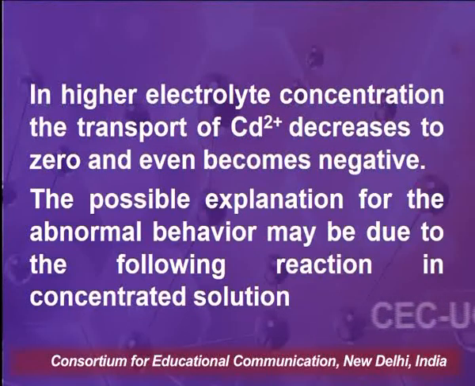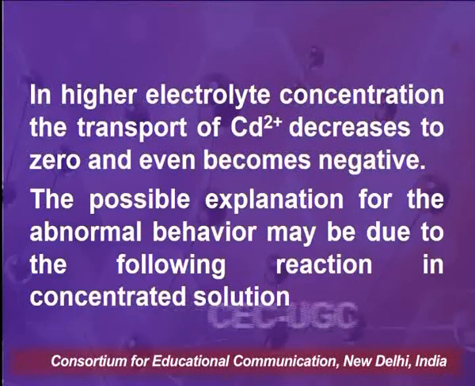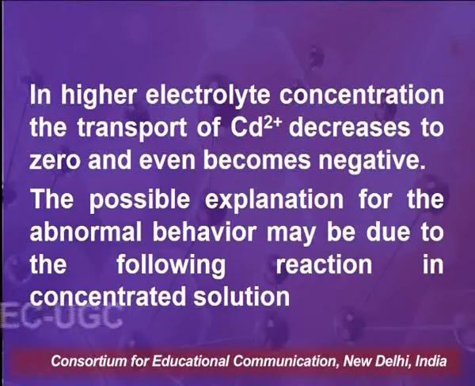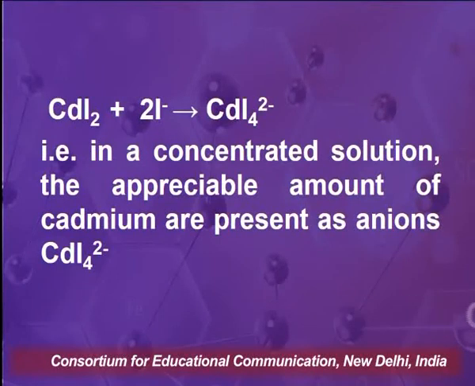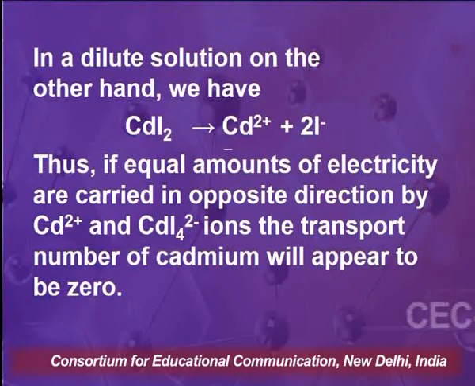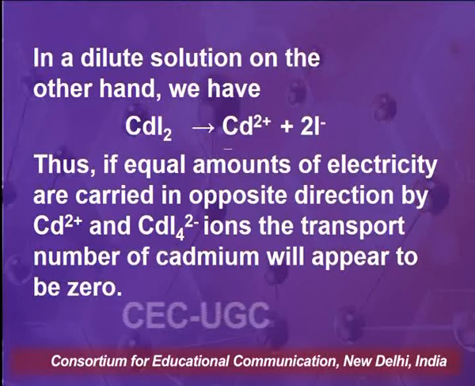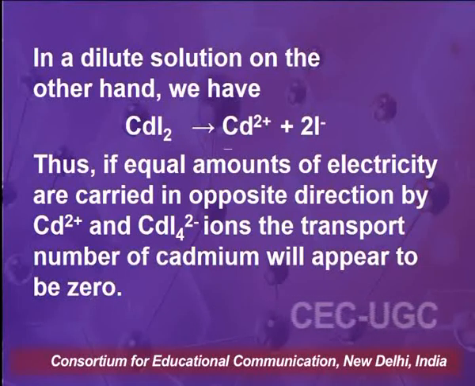The possible explanation for the abnormal behavior may be the following reaction in the concentrated solution. CdI2 reacts with 2I- to give CdI4 2-. That is, in concentrated solution, an appreciable amount of cadmium is present as the anion CdI4 2-. In dilute solution, on the other hand, we have CdI2 giving Cd2+ and 2I-.